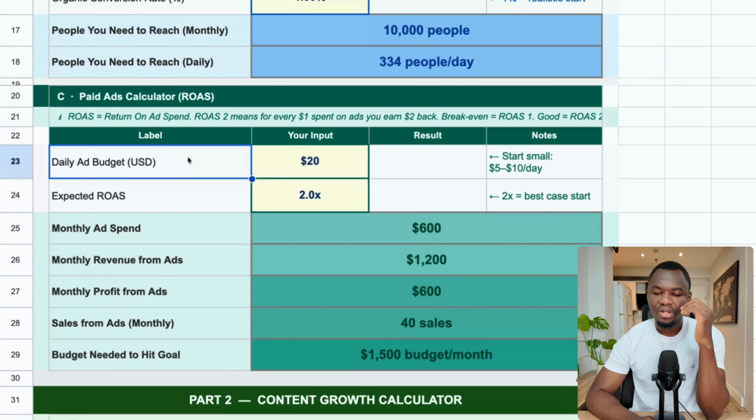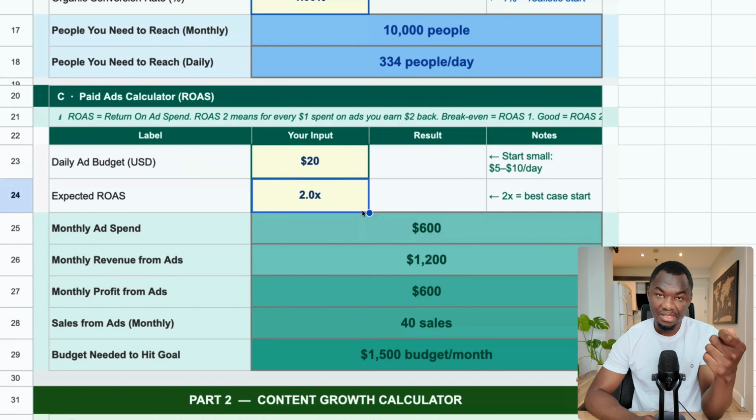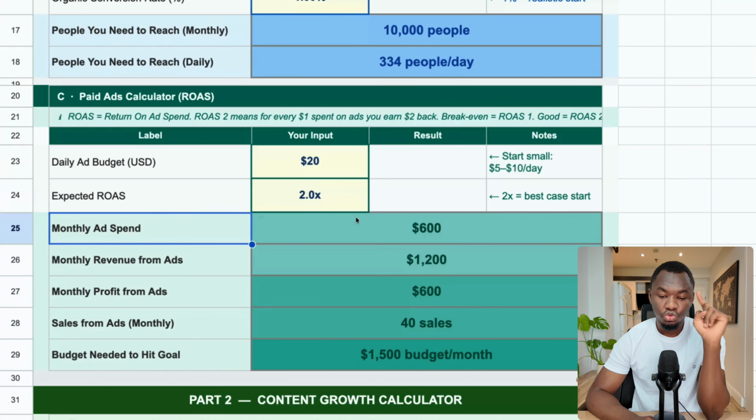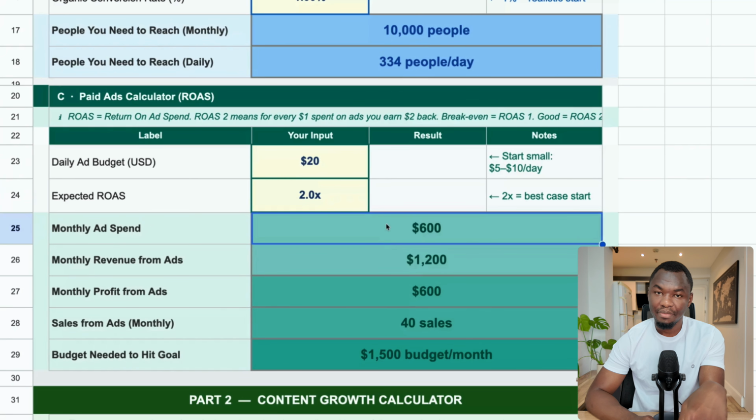So we're going to look into the input. Looking at it from a ROAS of 2, that means in the best case scenario, you put in $1, you make $2 back. So you're going to do all your calculations, you remove the budget you spent, and the rest is what you're earning. Now, looking at it on a daily budget, how much are we spending? If you put in $20 at an expected ROAS of 2, it means at the end of the month, you would have spent $600. We are multiplying by 30. So you would have spent $600 a month.